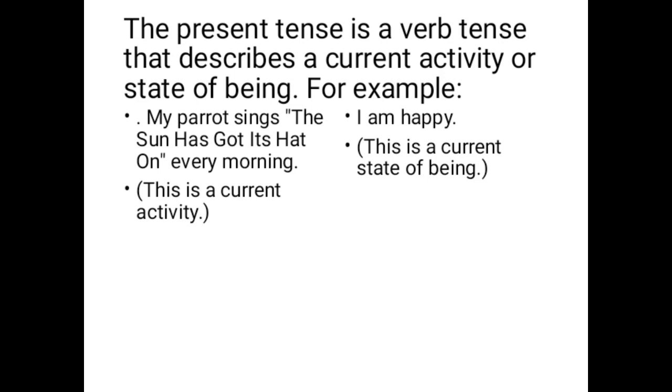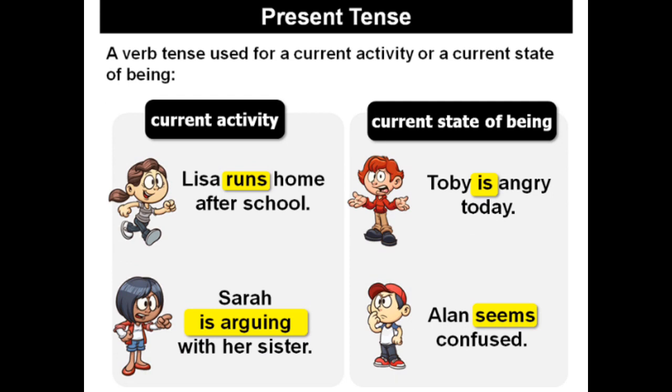Now, every tense has at least four steps or four progressions. Or if we put it very correctly, every tense has four types. Now, the first here is simple present tense, and the second is present continuous tense. But before we move on to that, here we have some examples of the current activities and the current state of being.